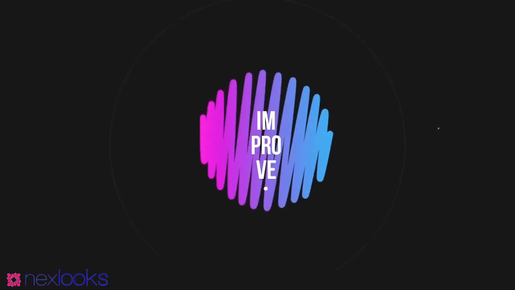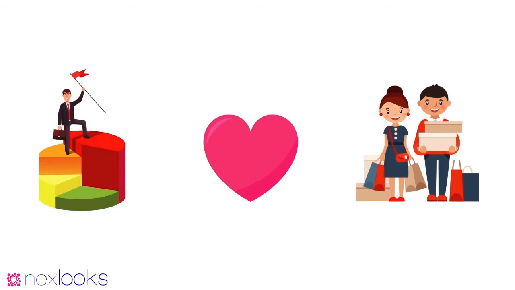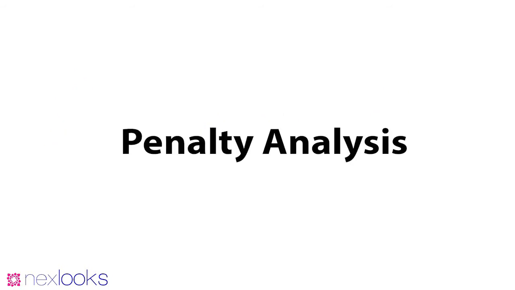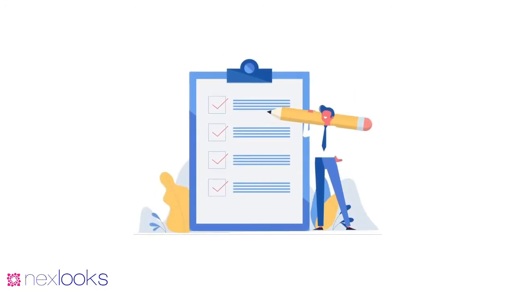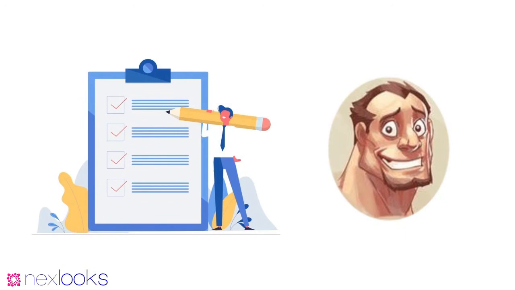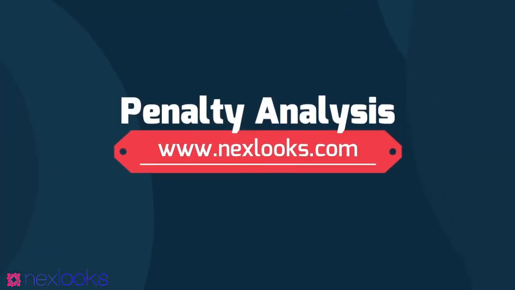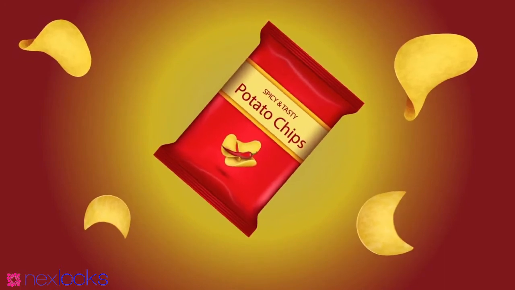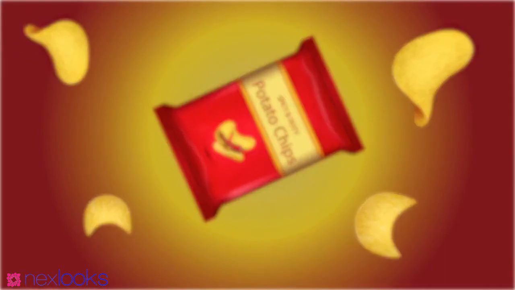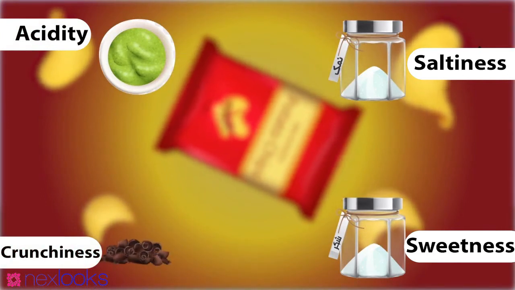What features of this chocolate can we improve to make it better, so people like it more and we eventually sell more of it? This question can be answered with penalty analysis. But before analyzing the penalty, we need to prepare a list of features that we think could affect the satisfaction of this product. For example, for chips, characteristics that can be effective are saltiness, sweetness, acidity, and crunchiness.